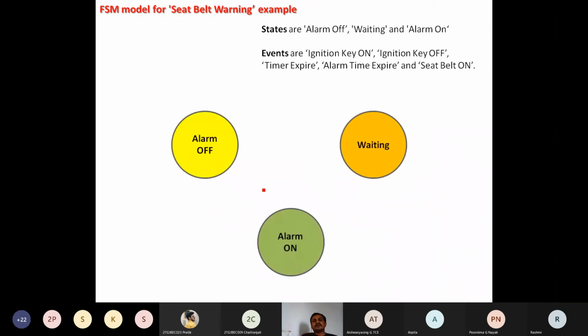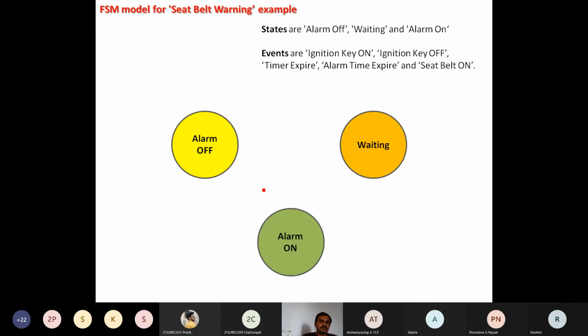Now, let us go for the design of this example. Here there are 3 states: alarm off, waiting for the time, and then alarm on. These are the states, the situations of the seat belt warning example. Situations are nothing but states. And what events are going to come? Ignition on, ignition off, time expired, time running, alarm time expired, alarm time not expired, seat belt on, seat belt off.